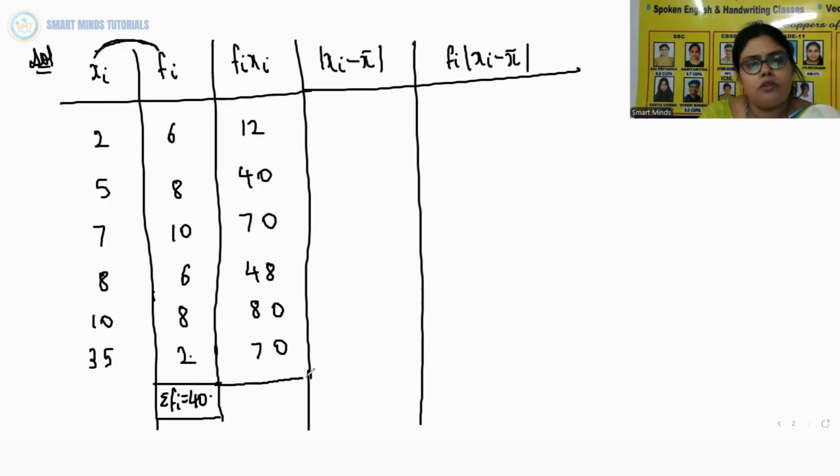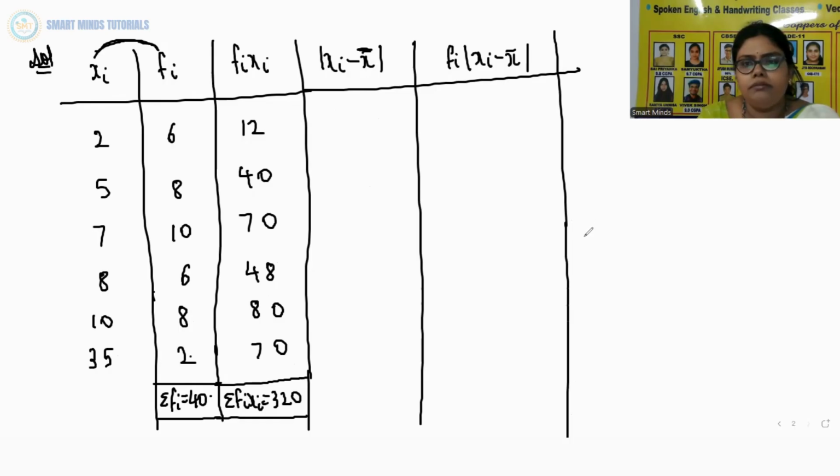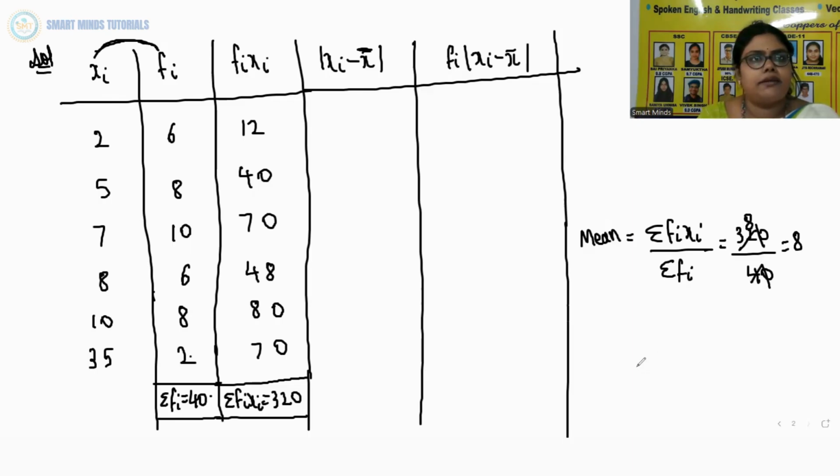We will add this column also. We will name that as sigma fi xi. So if you add this column, you will get 320. Now to do the next column, we need x bar. X bar means mean. So let us find out mean over here. So mean formula is sigma fi xi by sigma fi. Sigma fi xi we got as 320 by sigma fi is 40. 0, 0 cancel, 4 eights are 32. So you got mean as 8.